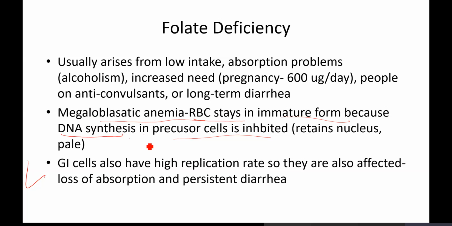The RBCs become abnormally large, or abnormally small. This is all associated with these megaloblastic changes in the bone marrow, and is a characteristic feature of folate deficiency.